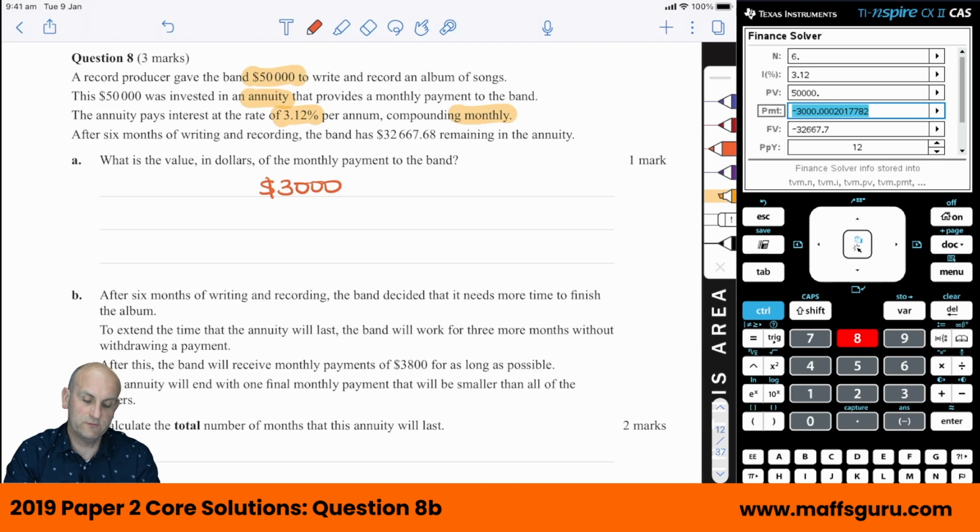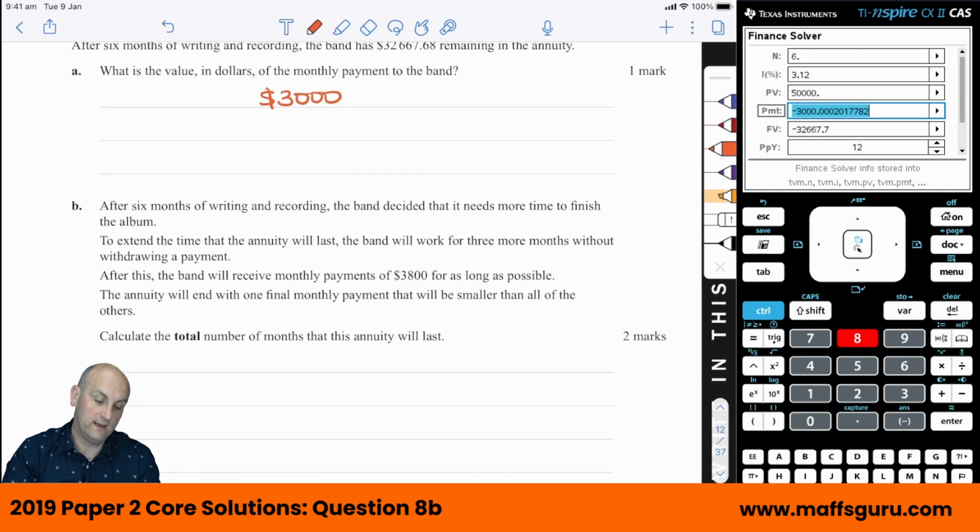After 6 months of writing and recording, the band decided it needs more time to finish the album. To extend the time the annuity will last, the band will work for 3 more months without withdrawing a payment. After this, the band will receive monthly payments of $3,800 for as long as possible. The annuity will end with one final monthly payment that will be smaller than all the others. Calculate the total number of months this annuity will last.